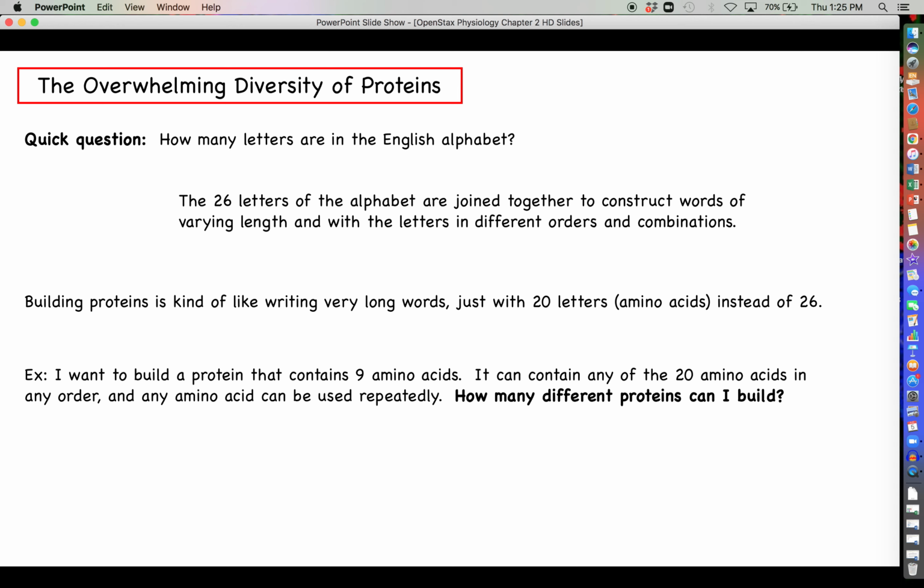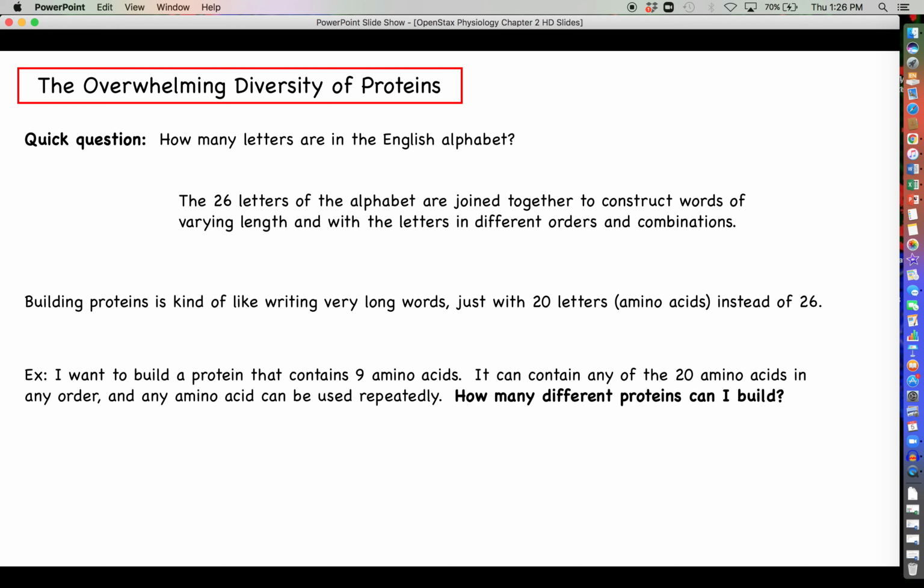So just to give you some perspective here, let's say that I want to build a protein that only contains a total of 9 amino acids, right? So that's actually a really, really short protein. We wouldn't even call that a protein. We would actually call that a polypeptide. It's not really long enough to be considered a protein, but we'll just go ahead and roll with it here. So let's say I want to build a protein that contains exactly 9 amino acids.